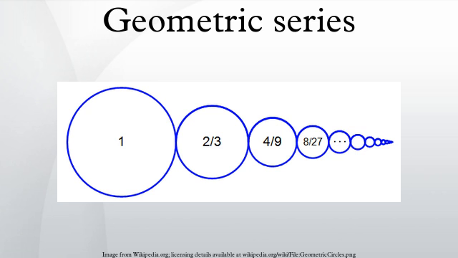Archimedes' theorem states that the total area under the parabola is 4/3 of the area of the blue triangle. Archimedes determined that each green triangle has 1/8 the area of the blue triangle, each yellow triangle has 1/8 the area of a green triangle, and so forth.